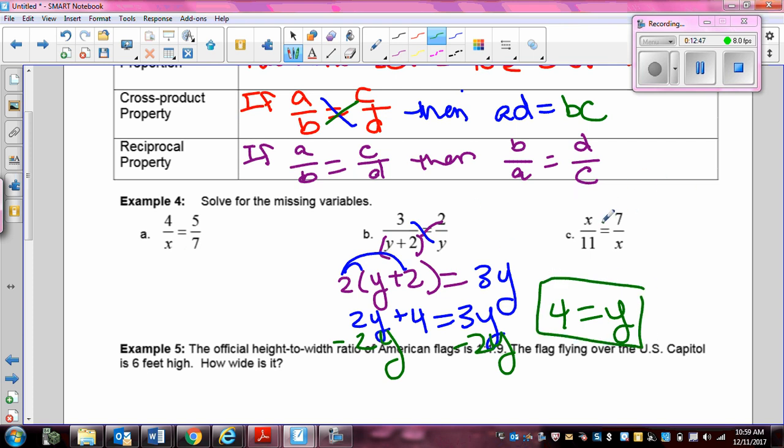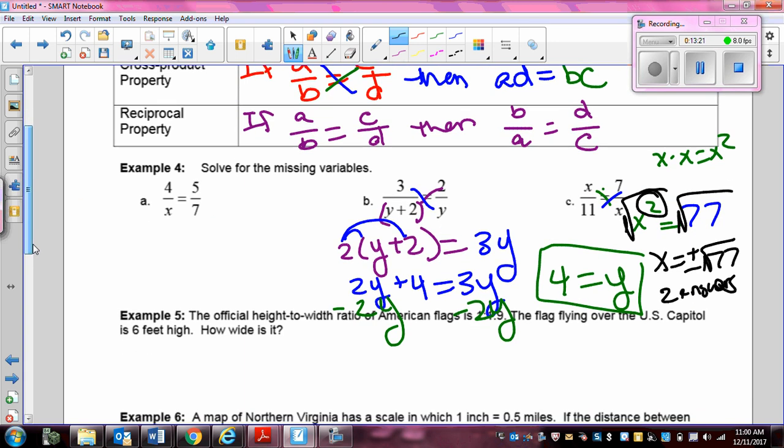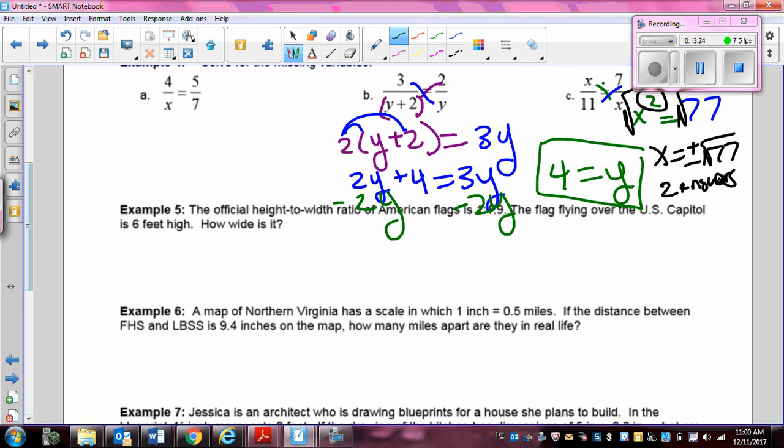Now, when we're cross multiplying this one, you guys have to remember that x times x equals x squared, okay? So we're going to do x squared equals, and then 7 times 11 is 77. Right? Whenever we have something squared, to get rid of it, we use the square root. So x will equal plus or minus the square root of 77. We'll always have 2 answers if we have a squared. Okay? That'll be a decimal. I don't know. You can plug it in your calculator.